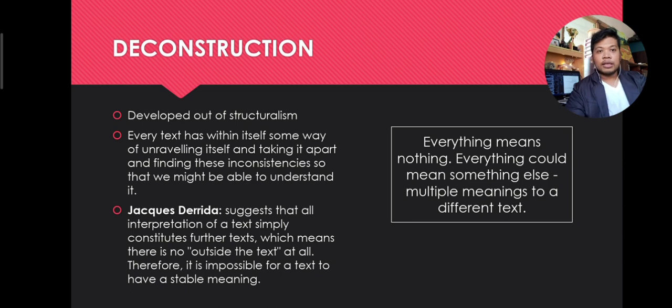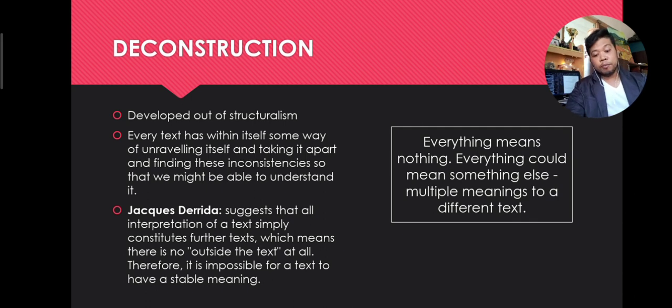According to Derrida, all interpretation of a text simply constitutes further text, which means there's no outside the text at all. Therefore, it is impossible for a text to have a stable meaning. And in deconstruction, one of the ruling factors is that everything has no meaning. Everything means nothing. Everything can mean something else, and everything will have multiple meanings to a different text or, let's say, a different demographic. Now, what does this mean?